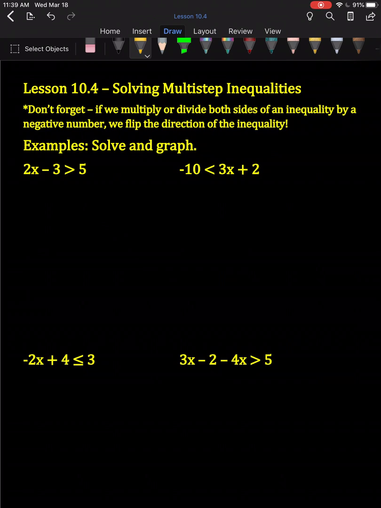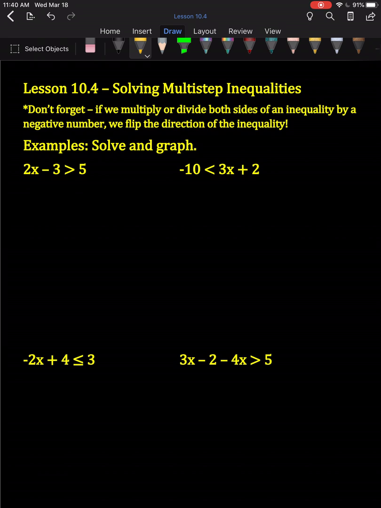In section 4, we are going to take what we've been doing, and instead of having equations with an equal sign, we're going to have inequalities with an inequality symbol. The key difference, the only thing that changes here, my friends, is if you multiply or divide both sides of an inequality by a negative number, we must flip the inequality symbol.